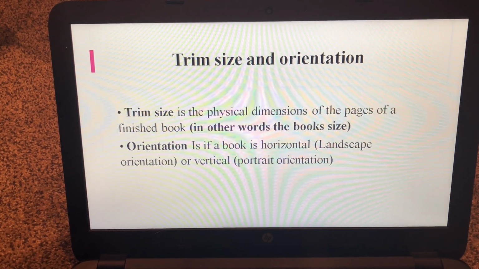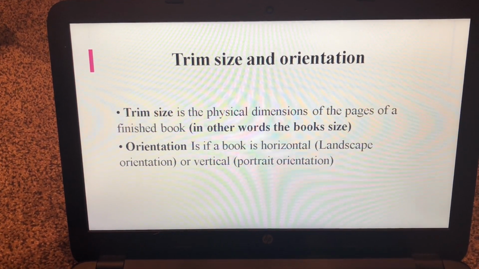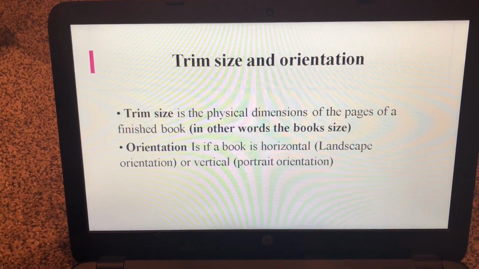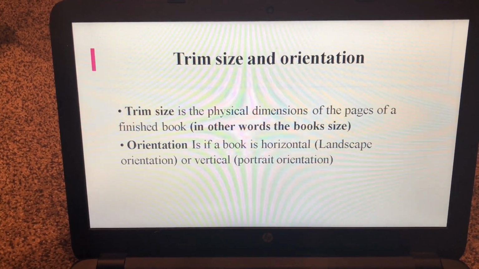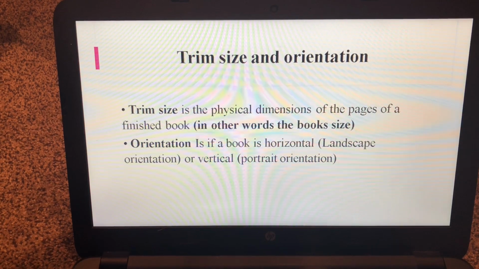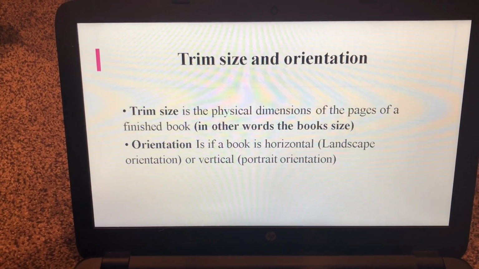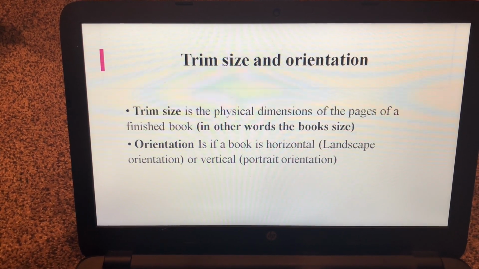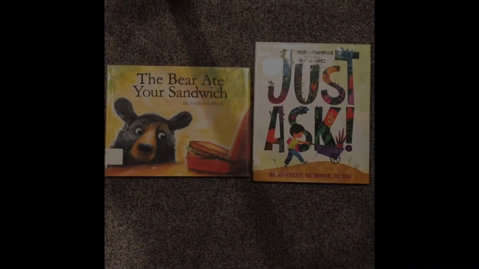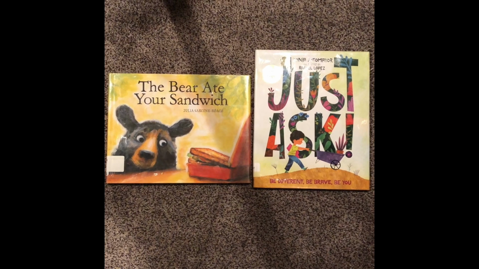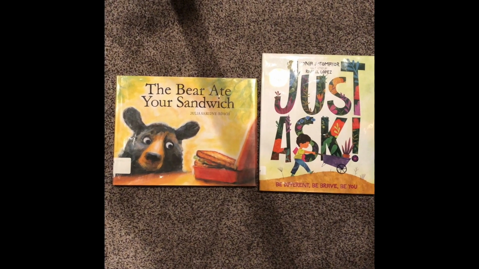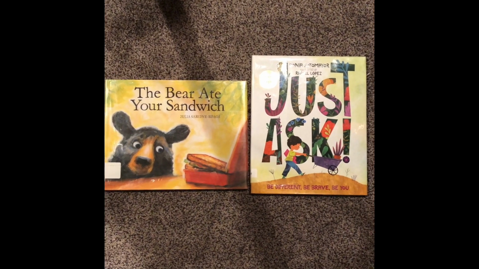First, we are going to look at trim size and orientation and how they're used in the whole book approach. So trim size is the physical dimensions of the pages of a finished book. In other words, the book's size. And orientation is if a book is horizontal, which is the landscape orientation, or vertical, which is the portrait orientation. Now what we're going to do is compare and contrast the trim size and orientation of each picture book. So first, comparing.